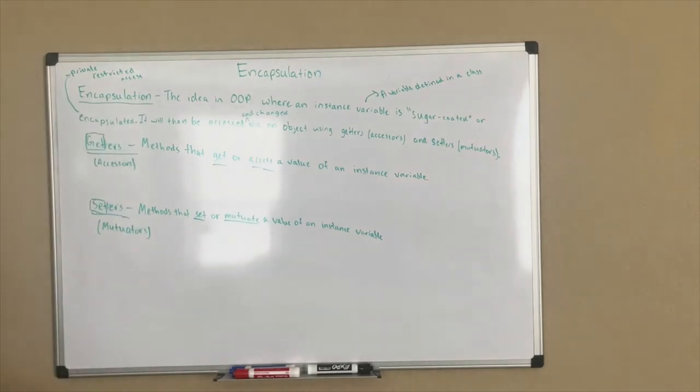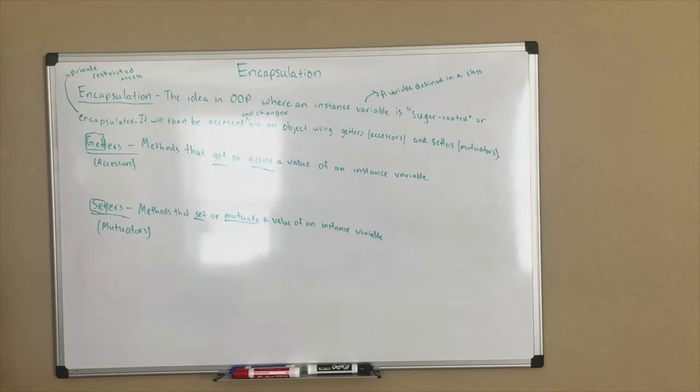There we go. We've covered three definitions. Let's recap them. I've repeated them so many times, but I just feel like it's useful. I don't remember how many times you're gonna see an encapsulation question on the AP exam, but in case it is there, it's always good to be prepared. So we have encapsulation. The idea in OOP is that an instance variable is defined in a class.